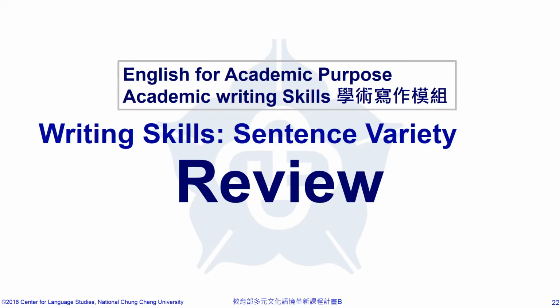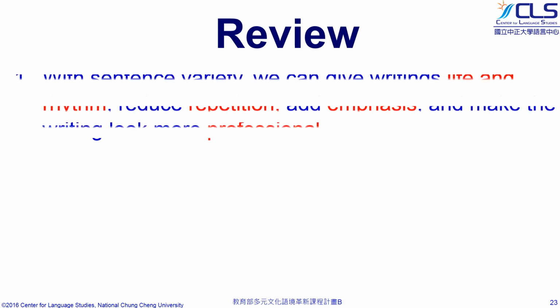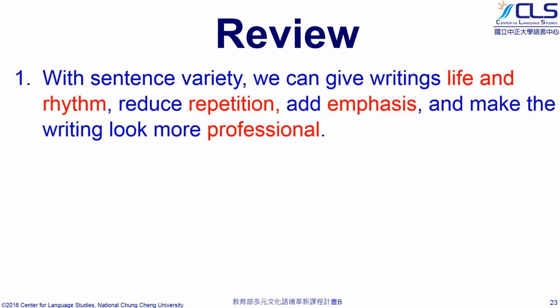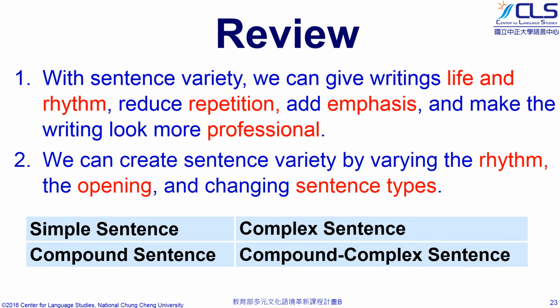Let's review what we've learned. Sentence variety is important because we can give writing life and rhythm, reduce repetition and add emphasis, and make writing look more professional. We can create sentence variety by varying the rhythm, the opening, and sentence types. There are four different types of sentences which can help create sentence variety.